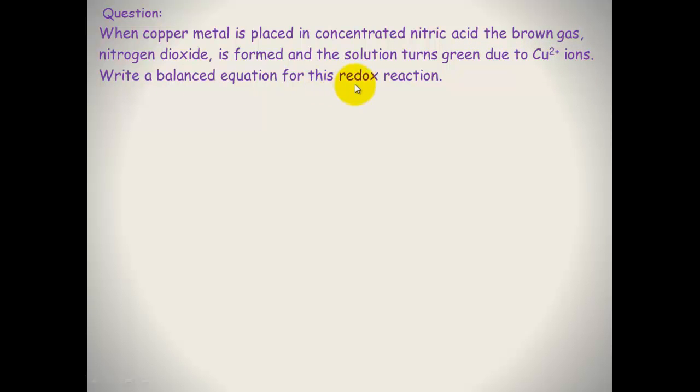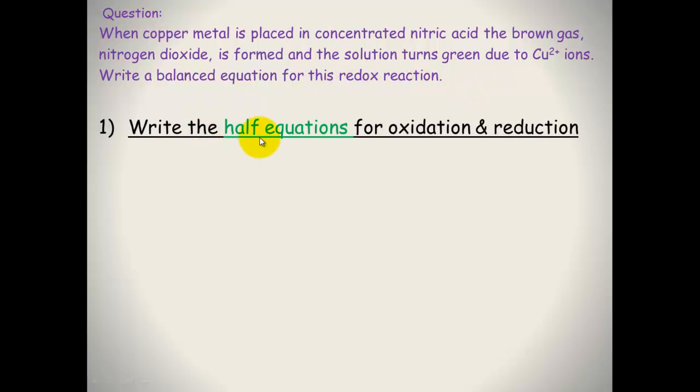Write a balanced equation for this redox reaction. Okay, so the first thing we want to do is write the half equations for oxidation and reduction. We can tell from the question that copper metal is becoming copper 2+ ions. So that's our first half equation there. It's the oxidation half equation.